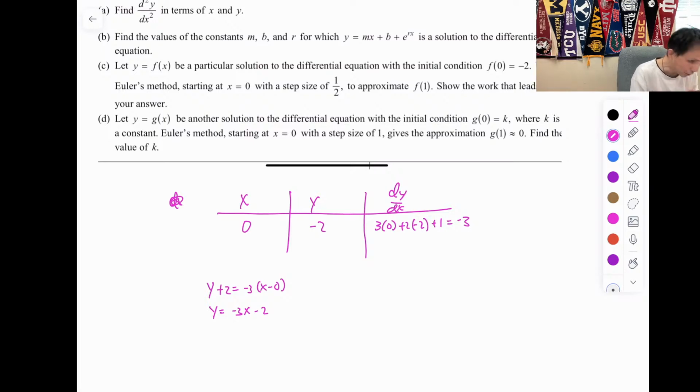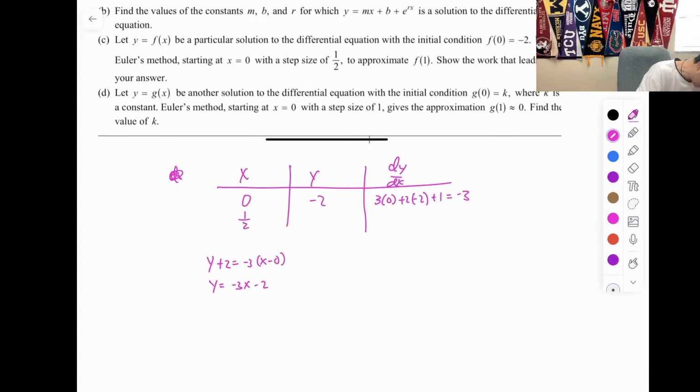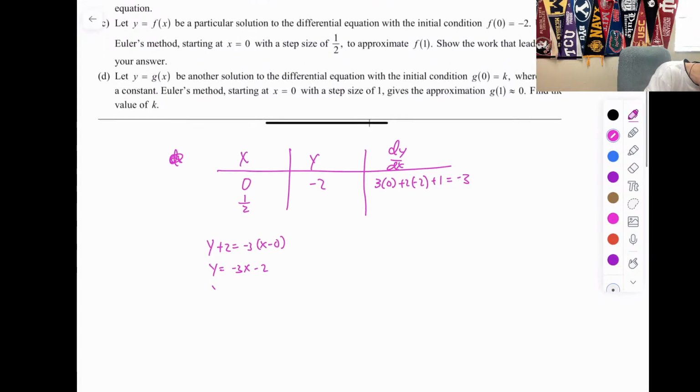Now what we're going to do is, instead of approximating what happens at 1, we're going to approximate what happens at 1/2. What happens at 1/2? So it would be -3 times 1/2 minus 2, that's equal to -3/2 minus 2.